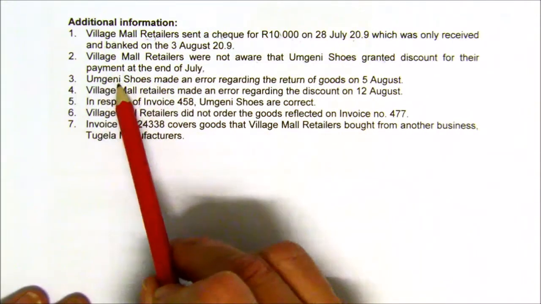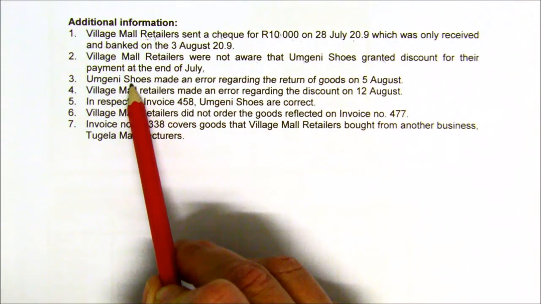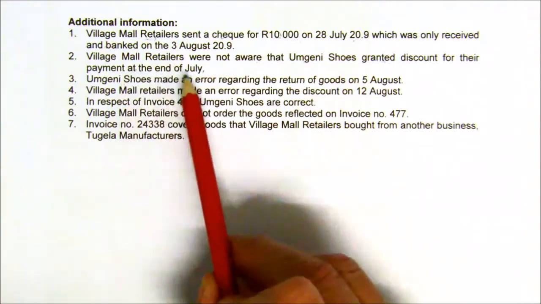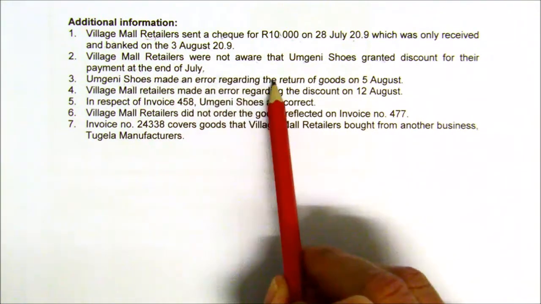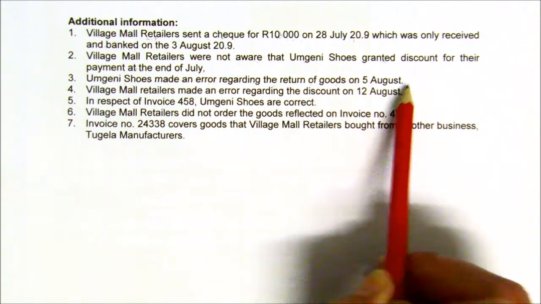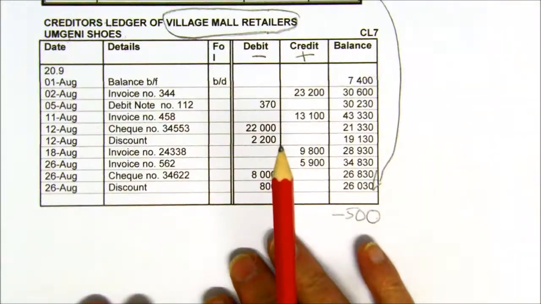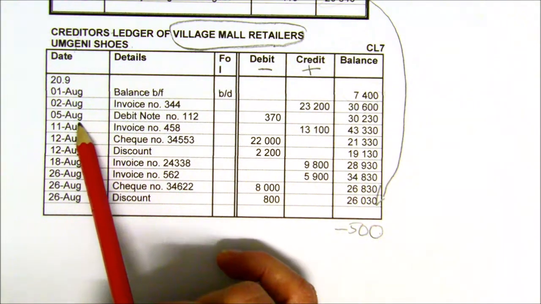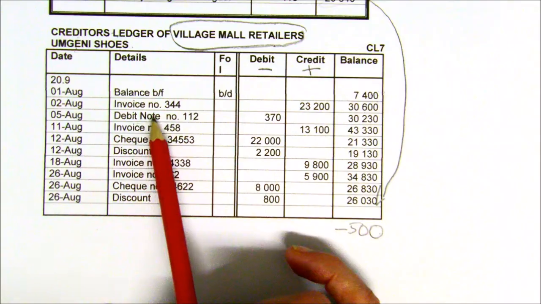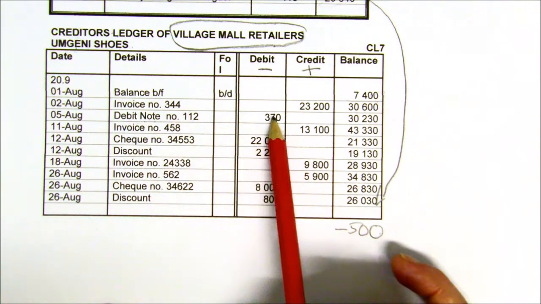Right, number 3 says Umgeni Shoes. That's our creditor. They're the outside people. Made an error regarding the return of goods on the 5th. All right, we would have returned goods on the 5th, and we would have issued a debit note. Debit note because we're debiting the account. We're minusing off.